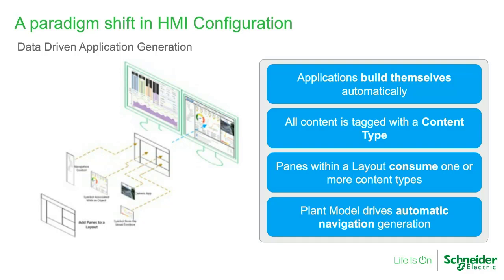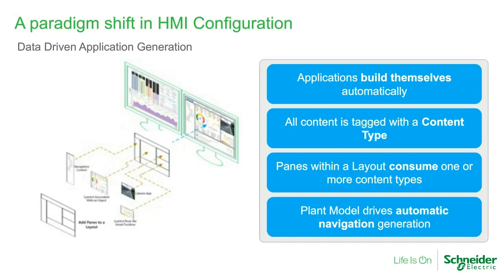So panes within a layout consume one or more content types. And that's really the key that drives our automatic navigation. We call that the autofill function. The autofill function, you can say how you want it to behave, but it actually looks at your assets and then autofills all the panes.